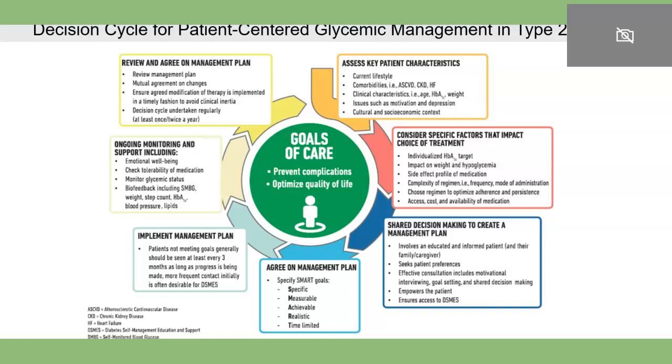Then you're going to implement the management plan. And now I say, and this is the guidelines, they should be seen at least every 3 months. As long as progress is being made, then it could be less frequent. So if they're not meeting the goals, you need closer follow-up.